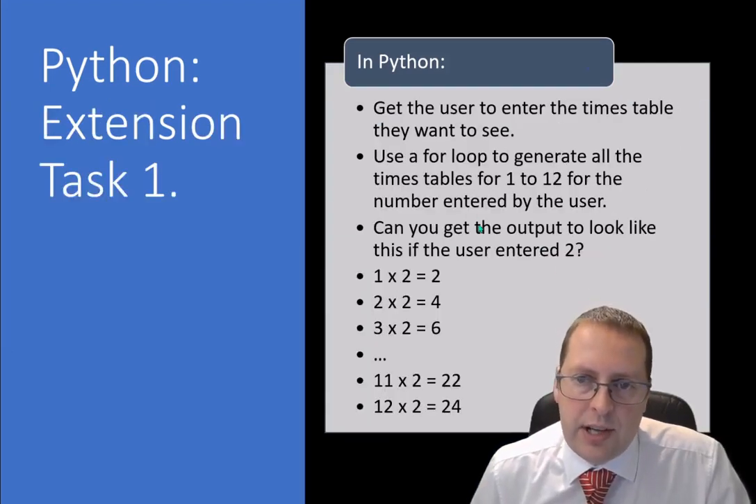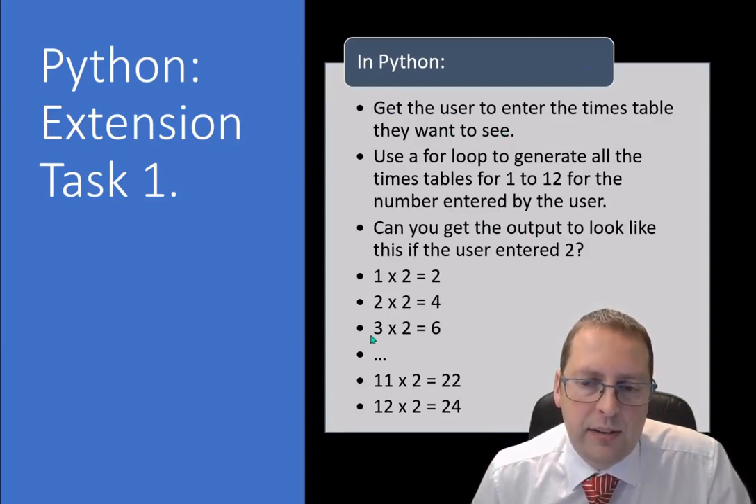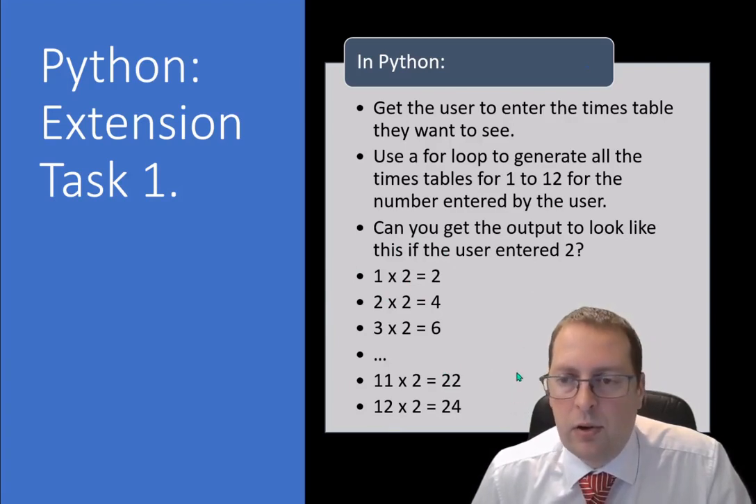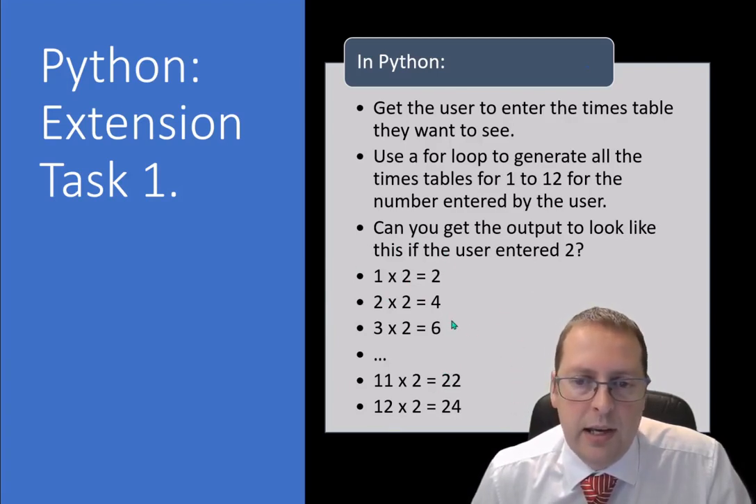You've got other extension tasks. Get the user to enter the times table they want to see. So you could have an input, multiplying it by a certain number and iterating through the answers. I'd like you to have a go at that. That's a really nice challenge, and you might be able to look online, Google how to create an iteration with multiplication, how to write a times table in Python. That'll be interesting to see what you can do.